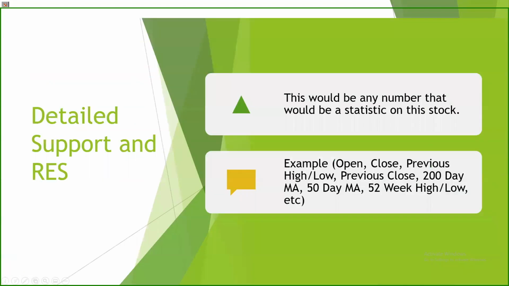So our detailed is, again, any number that would be a statistic on the stock. Example, open, close, previous high, previous low. These are all very important areas that I want you guys to understand. I want you guys to have a good grasp towards.